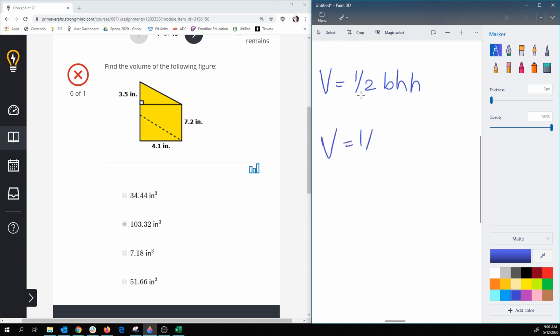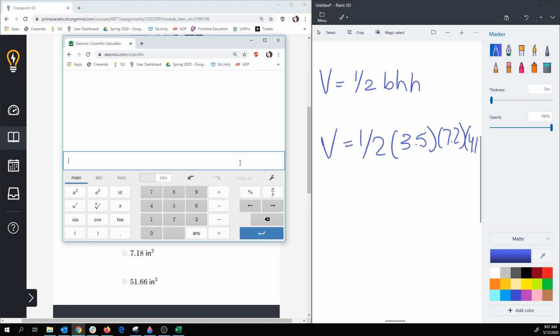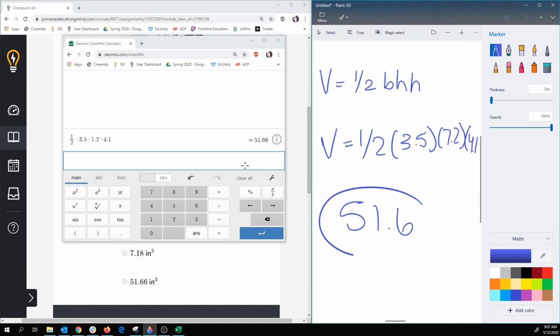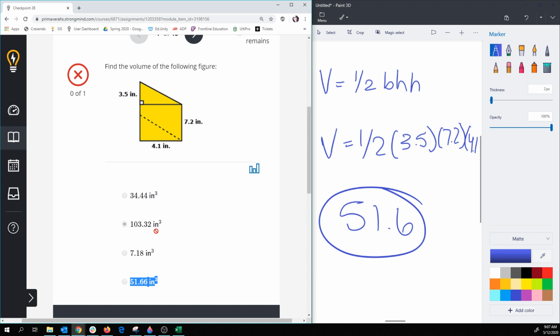So when we multiply all of these together, we could just type it into a calculator. And let me pull one up. So I have 1/2 times 3.5 times 7.2 times 4.1. And I get 51.6. So volume of this figure here would be 51.6.